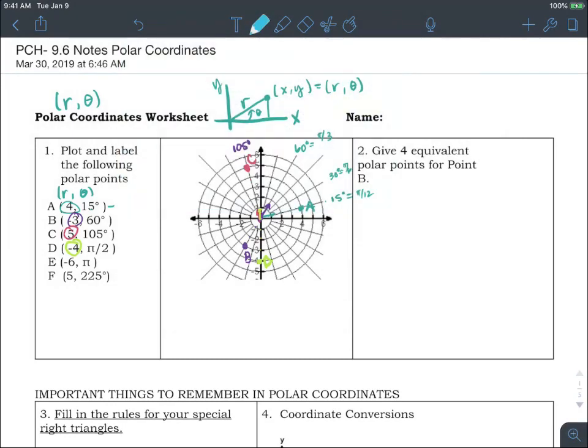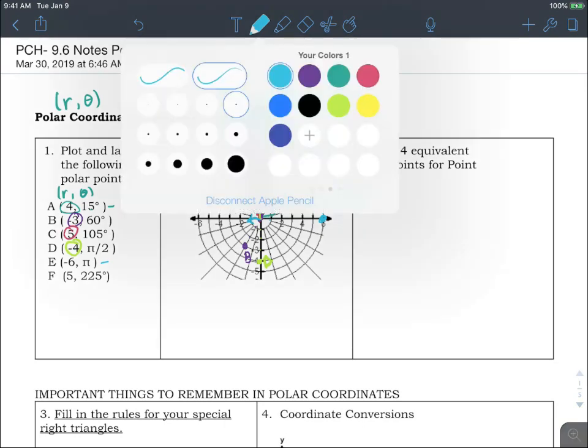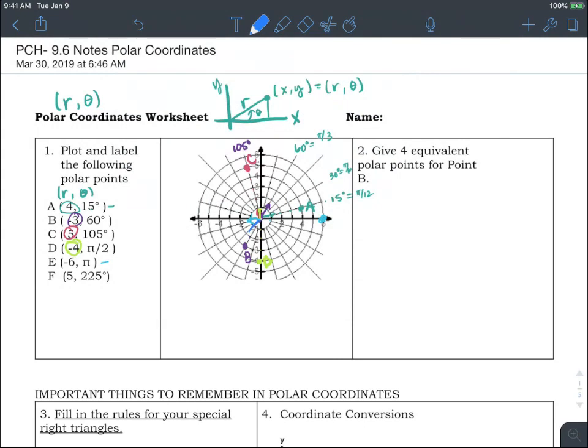Pi is this direction, but I'm going negative, so I'm actually going to go back towards 0. So 1, 2, 3, 4, 5, 6, back towards 0. And then 225 is right here. I'm facing 225 and I have a positive radius, so I'm going to count 1, 2, 3, 4, 5 in the direction I'm facing.